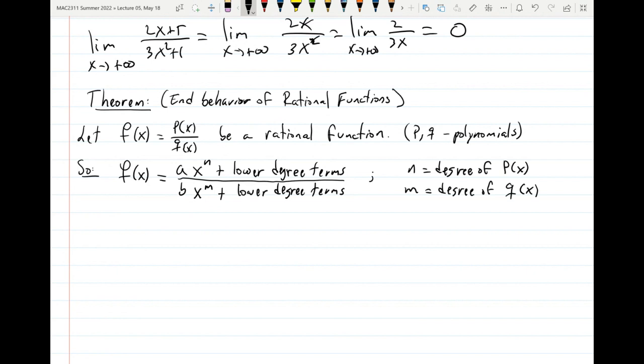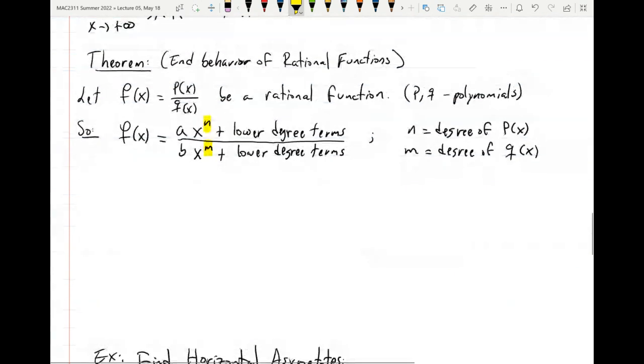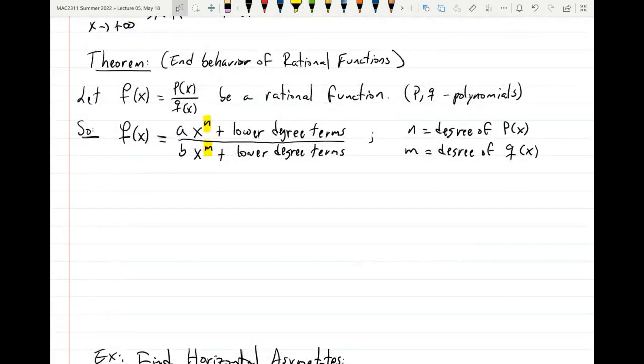And as we saw above, the point is that if you want to take the limit as x approaches either positive or negative infinity, all we have to do is look at these degrees, these numbers n and m, and depending on how they compare is the result. So I'm going to write that down. Now I'm going to write it for x approaching positive infinity, but of course the same thing will apply when x approaches negative infinity. Okay.